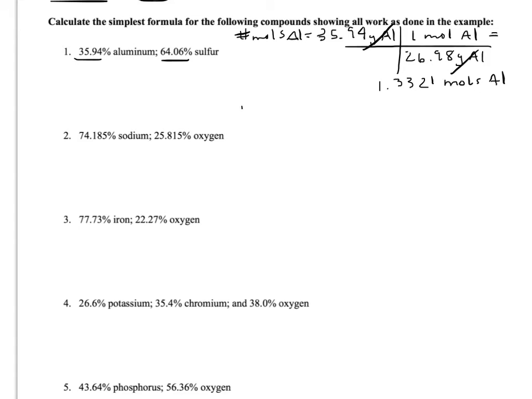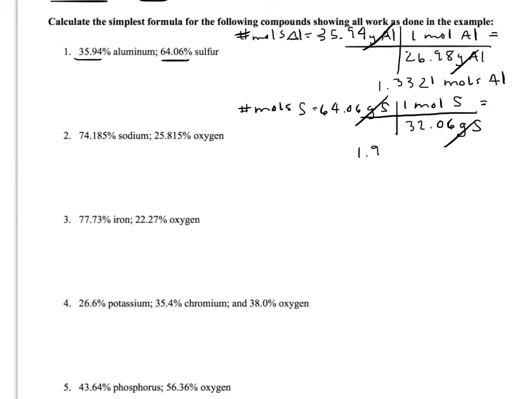Okay, I'm going to do the same thing for sulfur. So I want to know the number of moles of sulfur that are equal to 64.06 grams of sulfur. So I'm going to look up on the periodic table the molar mass of sulfur, and it is 32.06 grams of sulfur for 1 mole of sulfur. So, factor label, cancel out my grams of sulfur on top and bottom, do a little division problem, and I get 1.9981 moles of sulfur. Again, leaving some decimal places.